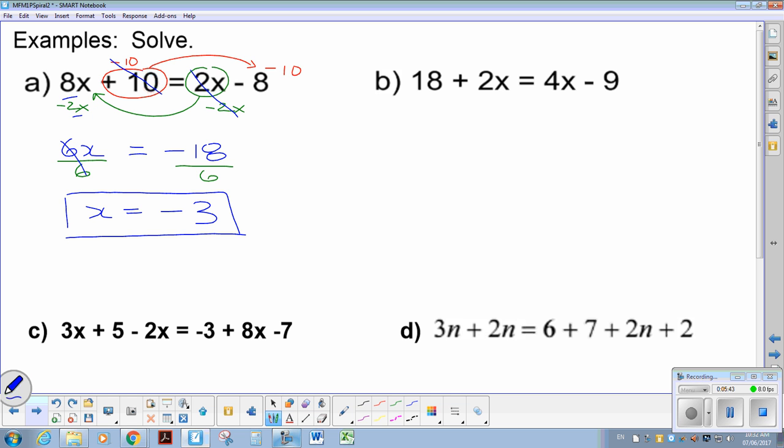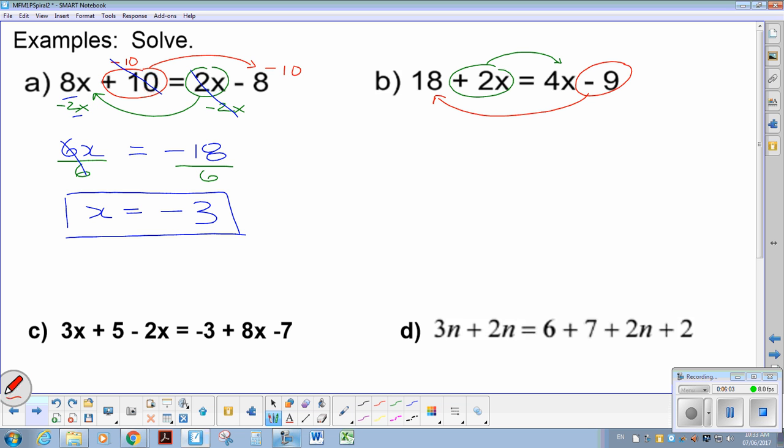It's very, very similar to A. All right. So I'm going to decide, and you can't choose wrong. It doesn't matter which side the x's and numbers go to. All right. So this time, I'm going to move the 2x to this side. I'm going to move my numbers to the other side.